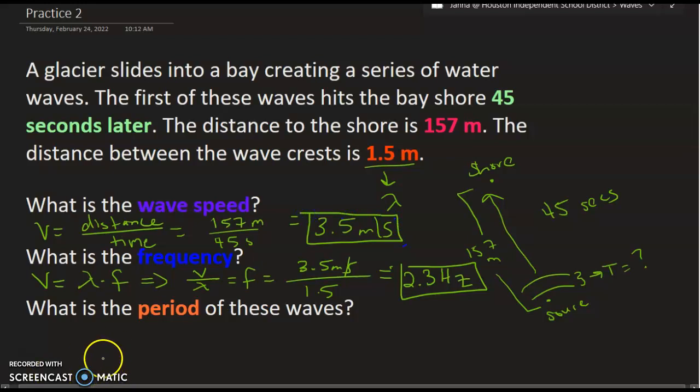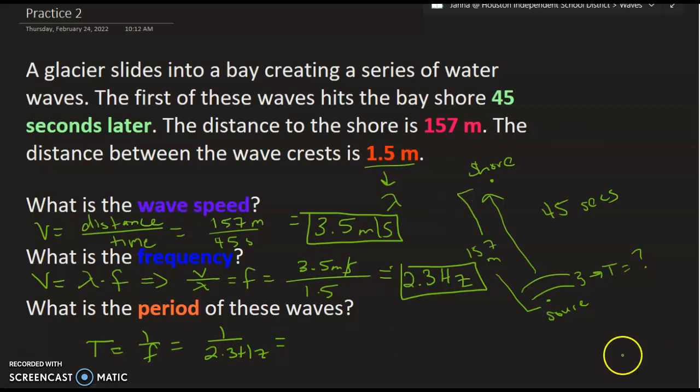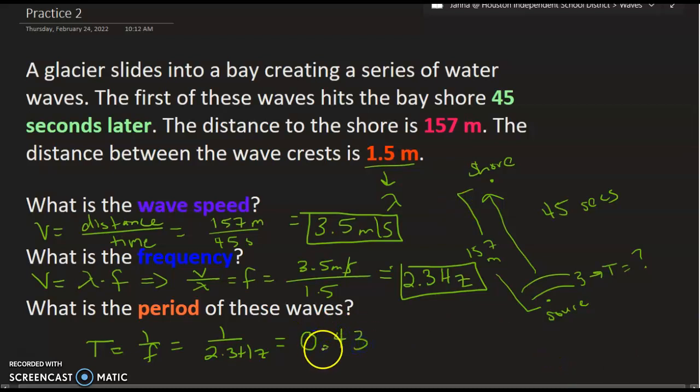Finally, what is the period of these waves? Period is equal to 1 over frequency. 1 over 2.3 hertz is 0.43 seconds. And again, that means if you're standing on the shore and the waves are hitting you, they would hit you every 0.43 seconds.